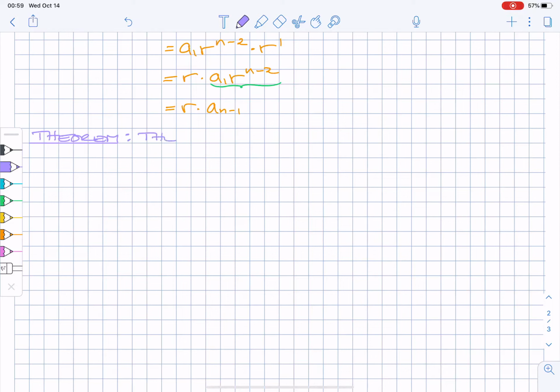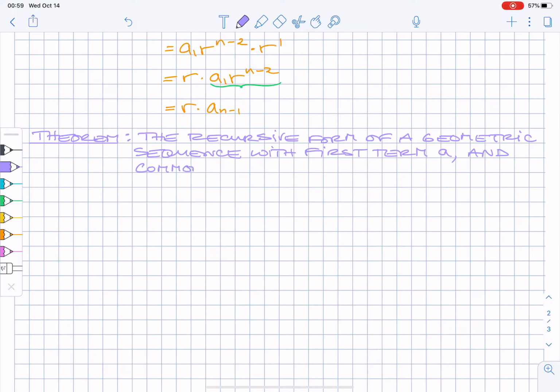So the recursive form of a geometric sequence with first term a and common ratio r is given by a sub n is r times a sub n minus 1. So that is our recursive definition.